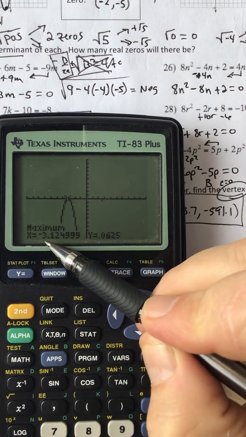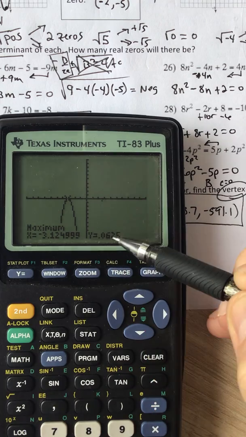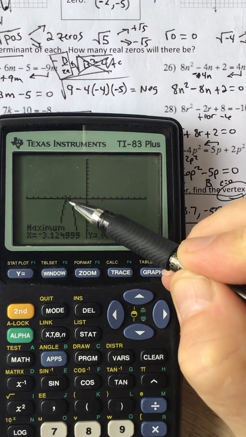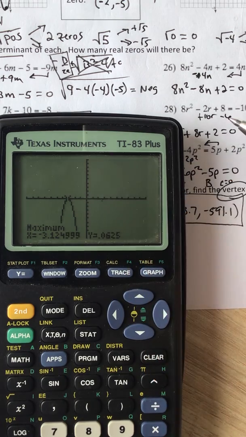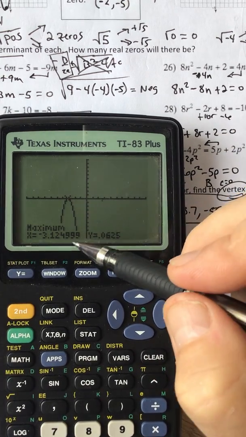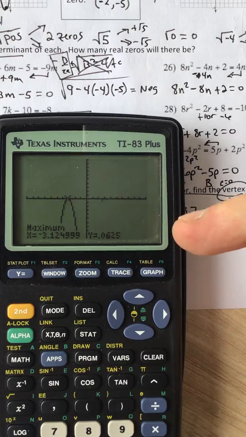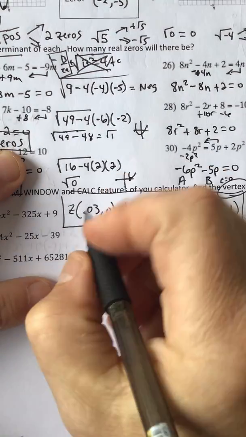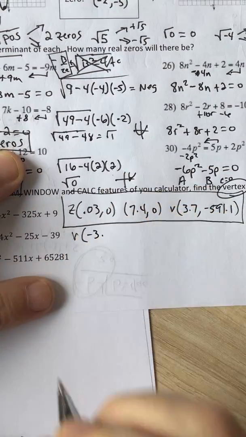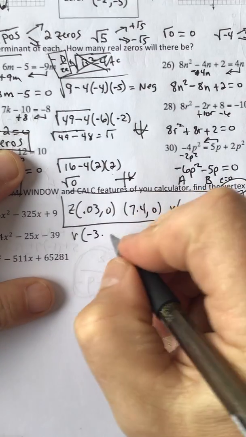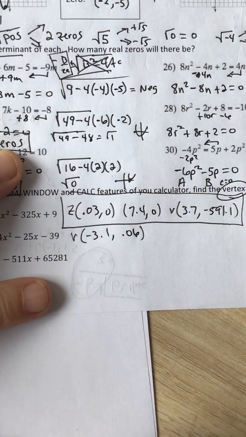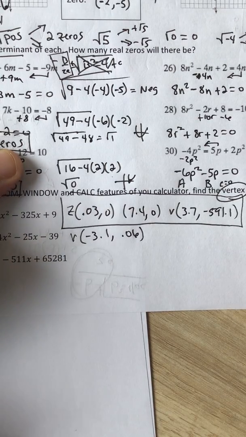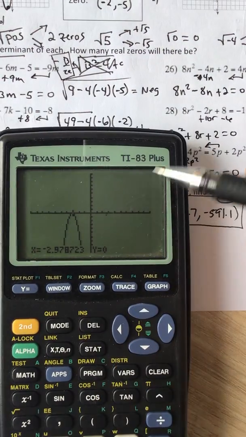So there's the vertex, negative 3.1, and notice it's 0.06. It is above the x-axis. That does go across that x-axis, and it's going to have 2 answers. So there's our vertex, first of all, negative 3.1 and 0.0625. Now we got to find the zeros.